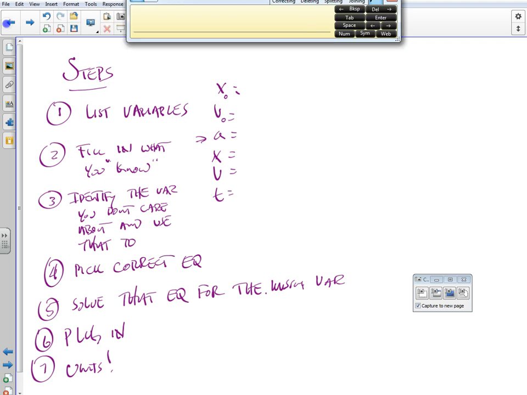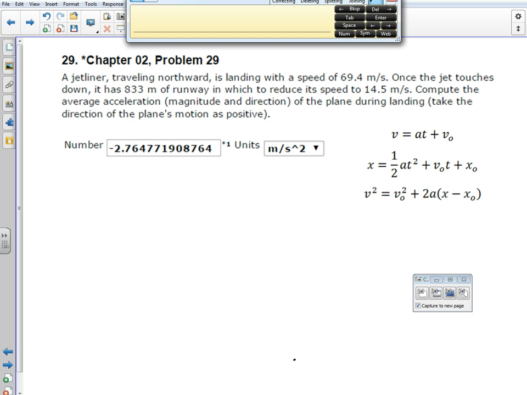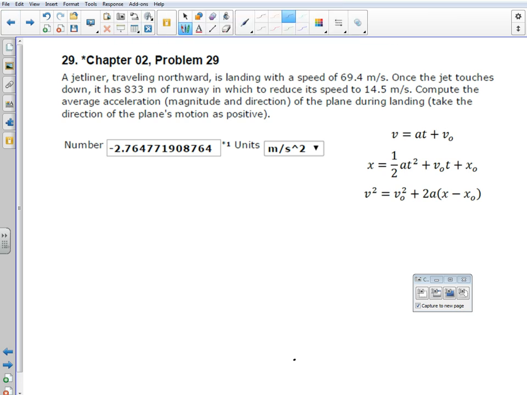So, there we go. For this one, we're going to start off with x sub 0, v sub 0, acceleration, final position, final velocity, and the time in between. So the plane is traveling northward. A good picture doesn't hurt either. Here's our plane. Looks just like one of my cars. We know it's got a certain velocity and it's going to stop in a certain distance by the end of the runway, hopefully.